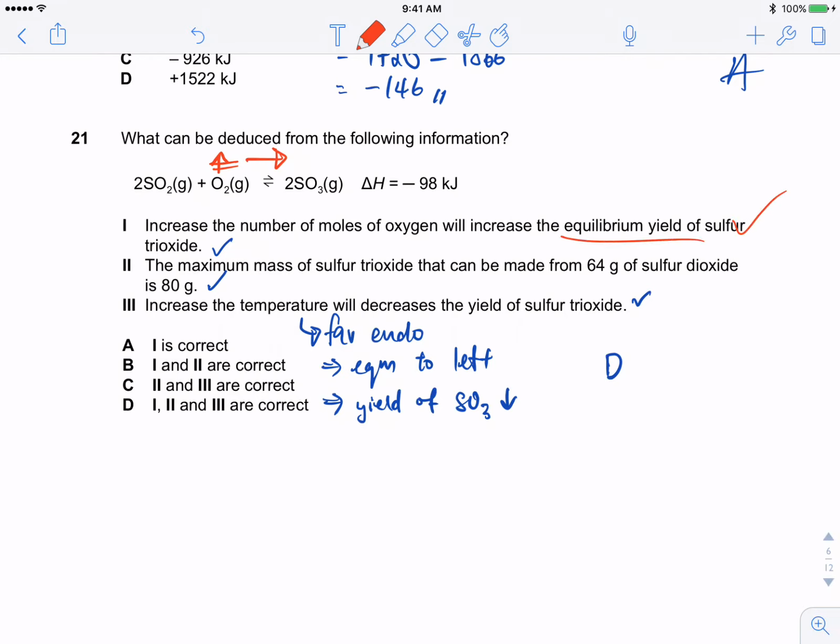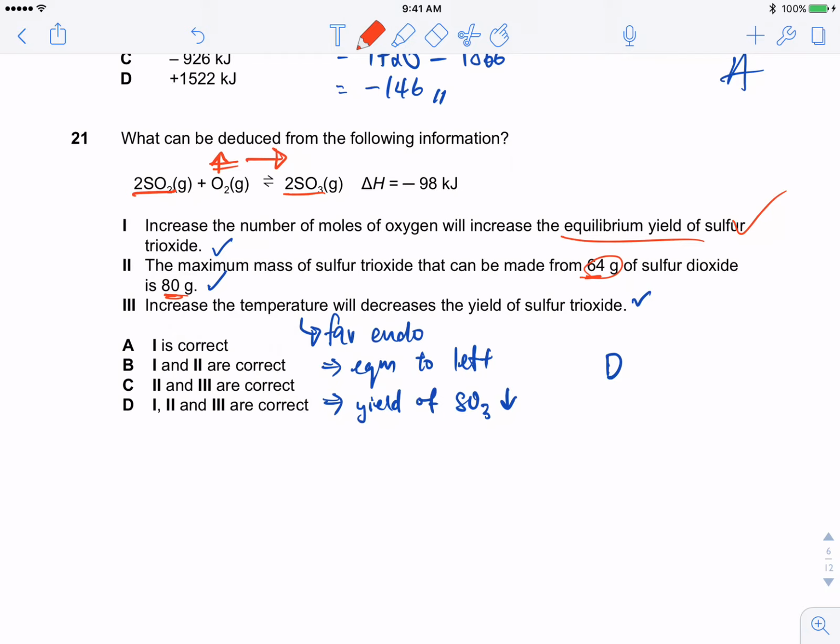The maximum mass of sulfur trioxide that can be made from 64 gram of sulfur dioxide is 80 gram. If you look at the mole ratio, it is 1:1. The difference is just that sulfur trioxide has one more oxygen atom. One oxygen atom is 16 gram. So 64 plus 16, you get 80. If you want to calculate out the whole thing, you can also. This is just a shortcut way for me to think in my head.